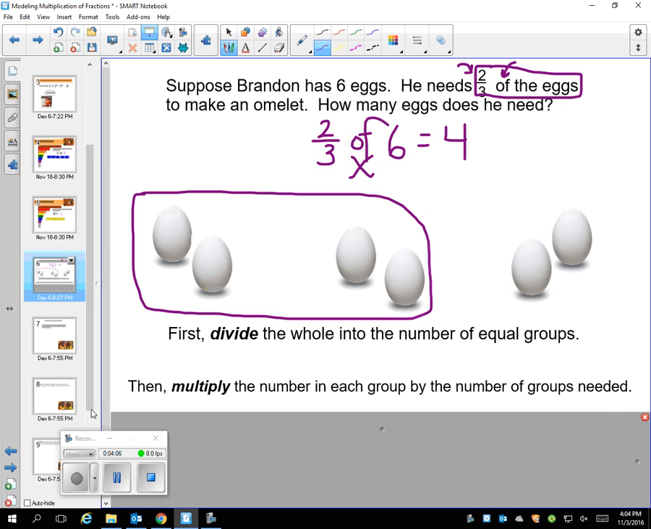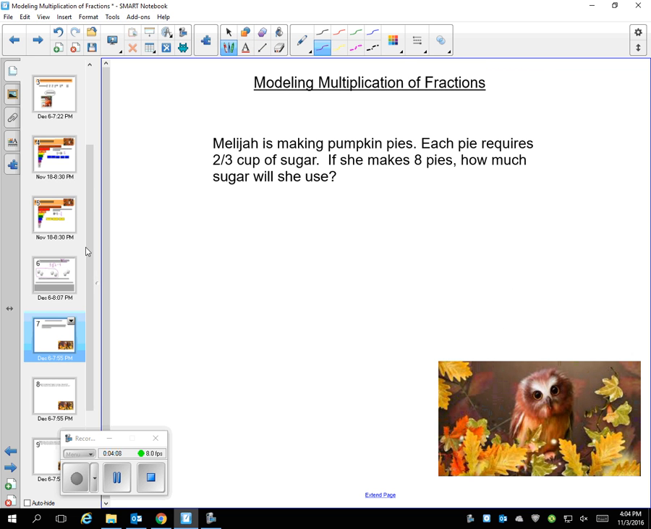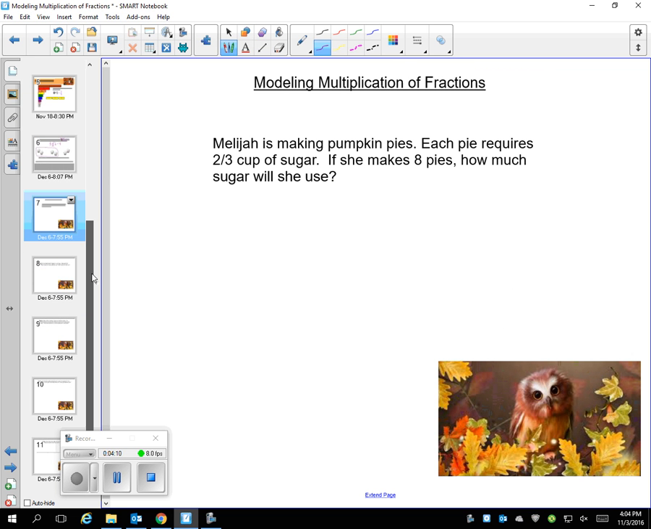Okay, now you're going to need your journal and your pencil, and you can even grab one marker if you want to. Let's read our word problem. Elijah is making pumpkin pies. Each pie requires 2/3 cup of sugar. If she makes 8 pies, how much sugar will she use? So let's think about what we need here. We need 2/3 a cup of sugar.